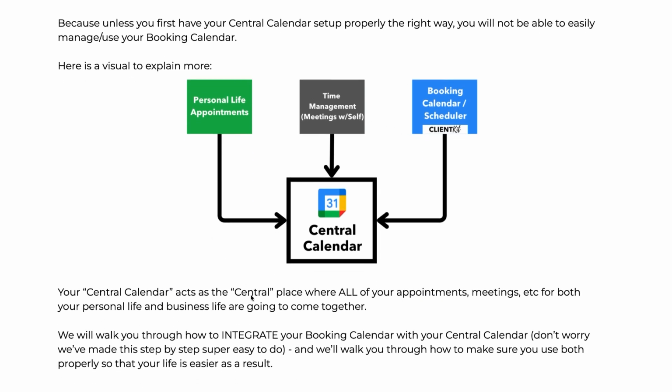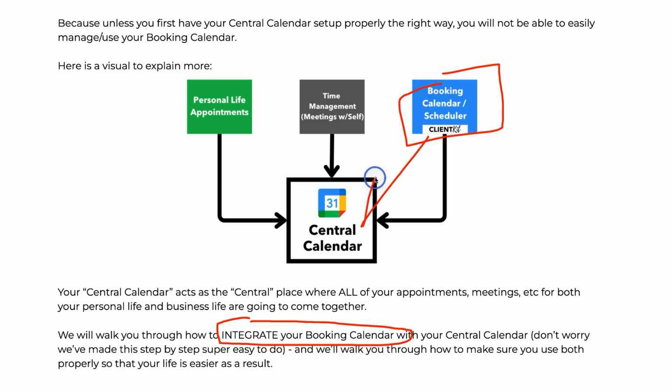But then because it's integrated with your booking calendar, when people go in order to actually go ahead and book with you on your scheduler, it's going to easily be able to work together with your central calendar. Now, don't worry. It's super easy to do. We're going to walk you through it because you're following a system. But again, I'm just giving you the high level overview, head above the tree, so that you understand exactly how all of this fits together and how all of this works.